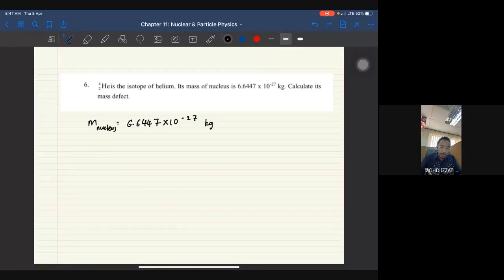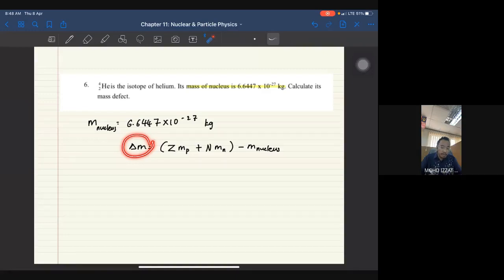Okay, if you guys still remember the formula for delta M, soalan dia sebenarnya nak calculate its mass defect. So if you want to calculate mass defect, you have to use formula of delta M equals to numbers of proton multiplied with proton punya mass plus numbers of neutron multiplied with mass of neutron minus mass of nucleus. Okay, so the given information stated over here is mass of nucleus. So they want to find delta M. You already have mass of nucleus.